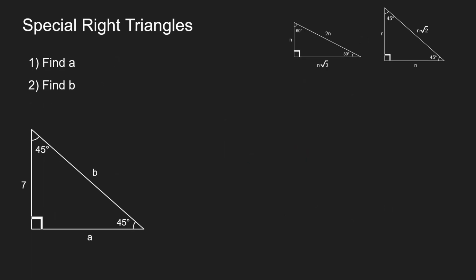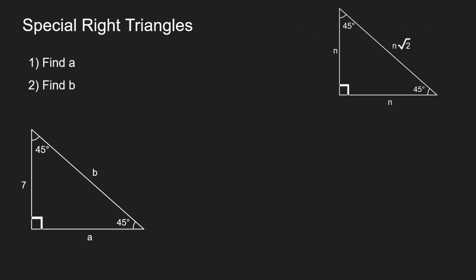The 45-degree triangles work the same, but the reference triangle is the other one. To first find A, we see that the side A is actually equal to the side with the 7, so that's the answer for A. To find B, you can either notice B is the same as the other sides, multiplied by a square root of 2, so the answer is 7 multiplied by the square root of 2.